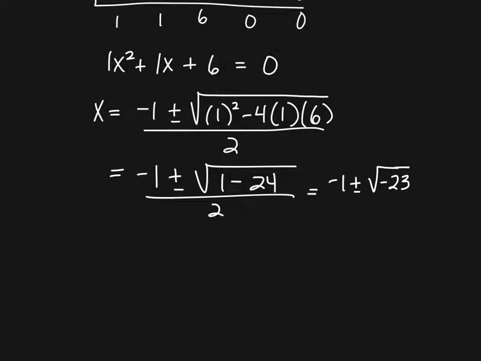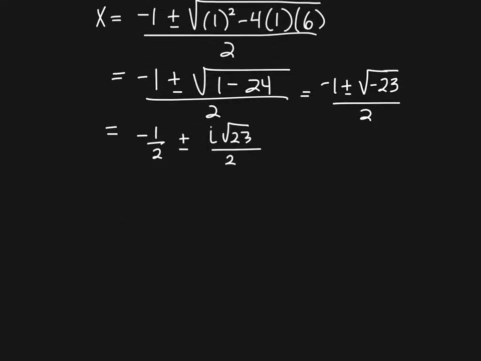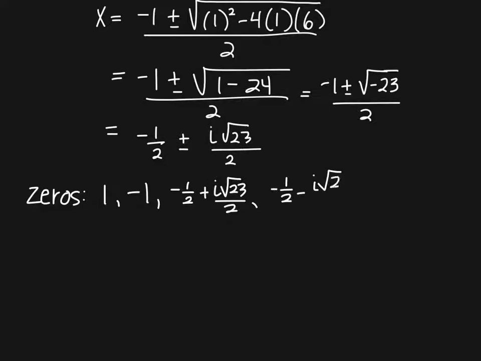And as soon as I have the negative, I confirmed, yep, they're imaginary, which I knew they were going to be imaginary because the graph only showed me 2. So what I would suggest for you to do at this point is split it up and have -1 over 2 plus or minus, and then have i in front of your rad 23 and have that be over your own 2. So what we have now are my zeros. My zeros are 1, -1, -1/2 plus i rad 23 over 2, and -1/2 minus i rad 23 over 2.